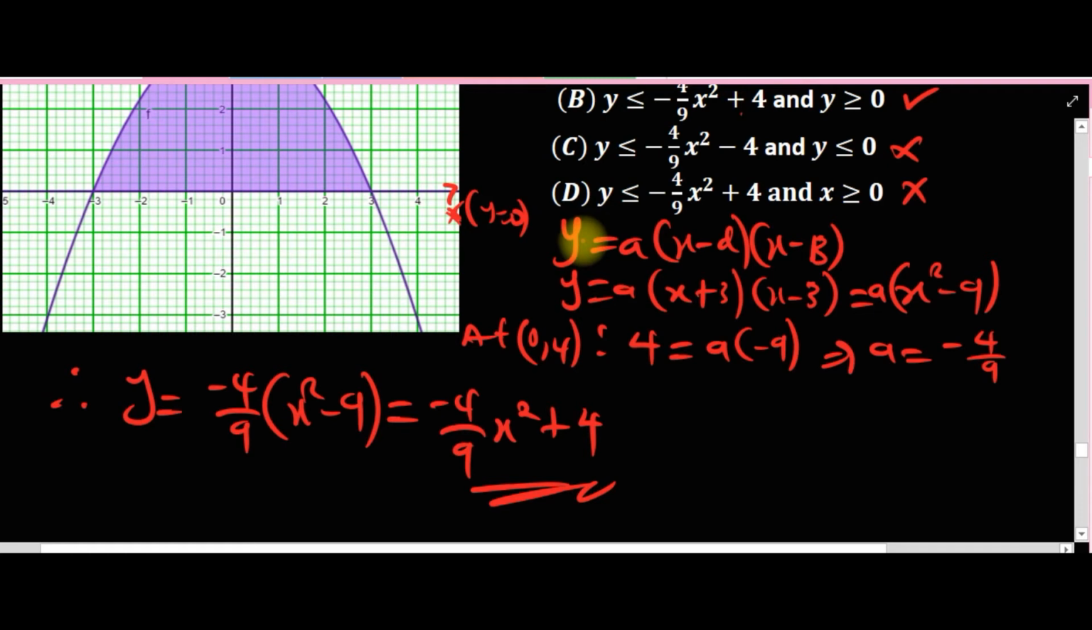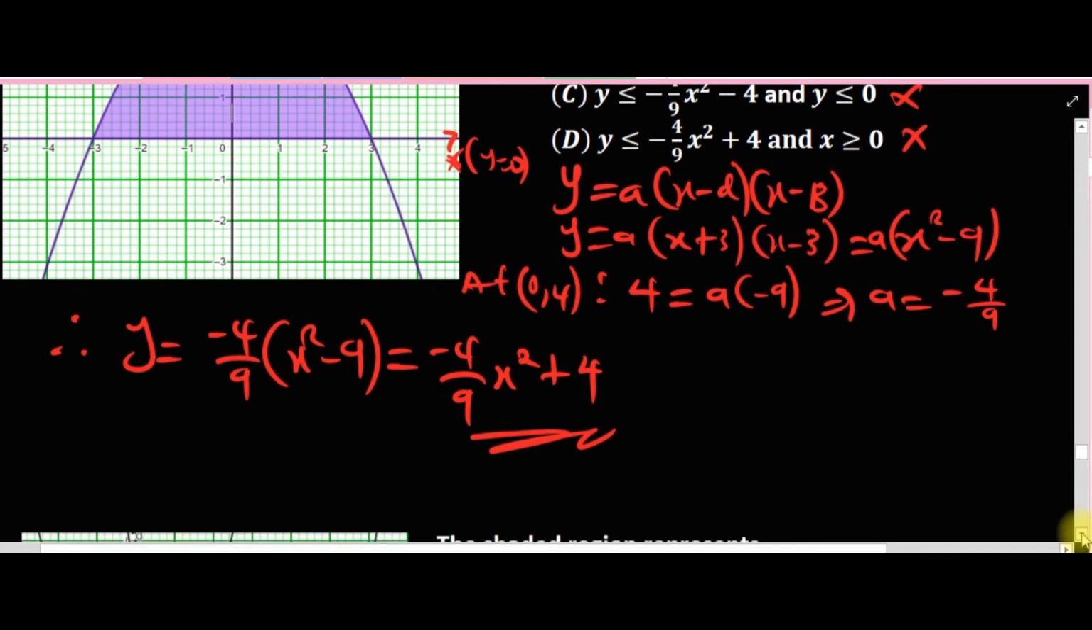So our answer is B. If you test using any of the points inside, so maybe 0, 1, 0, 1. So 1 is less than 4, which is correct. So you don't need to waste time, just solve it for solving sake.